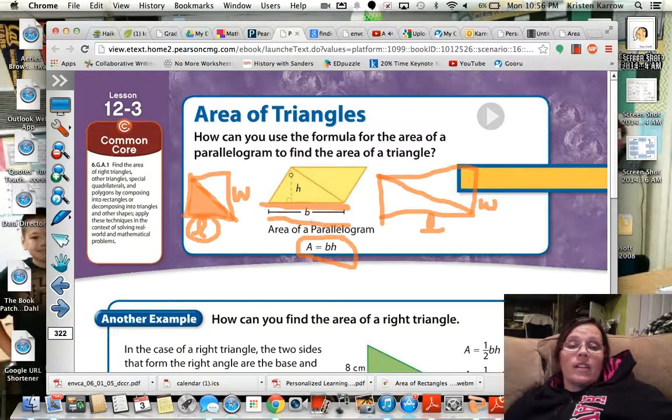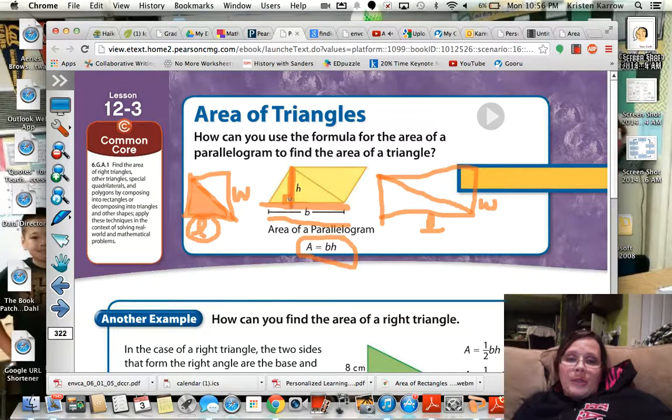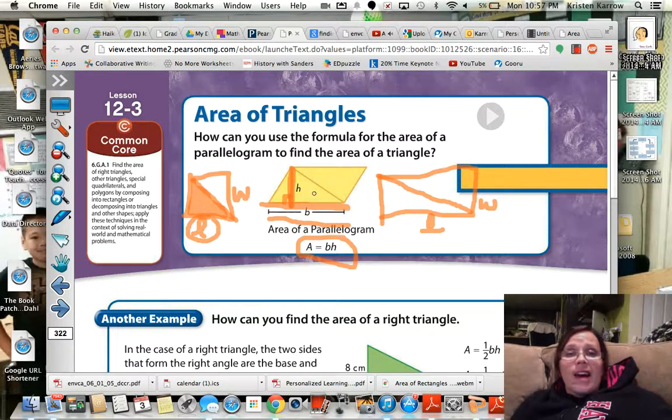Notice in a parallelogram, the height is not the side here, because the side is slanted, we need a 90-degree angle in order to make this formula work. So in a parallelogram, the height is actually straight up and down. That forms a 90-degree angle with the base, and we use those two measurements to get the area of a parallelogram. Now, how does this relate to triangles?